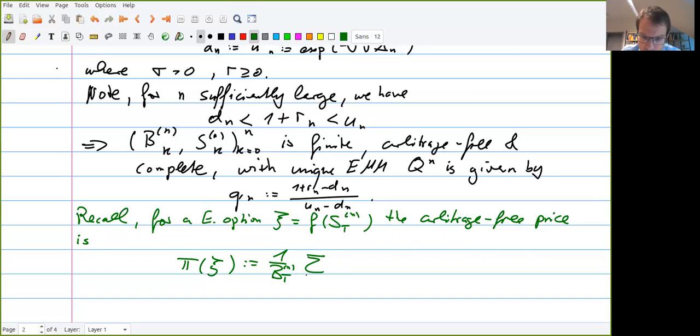And then what was this price? So you count the path, how you get to this S_n at the terminal time, and then you multiply it with the probability that this path appears. So this is our risk neutral measure, which you need to use to price an option.